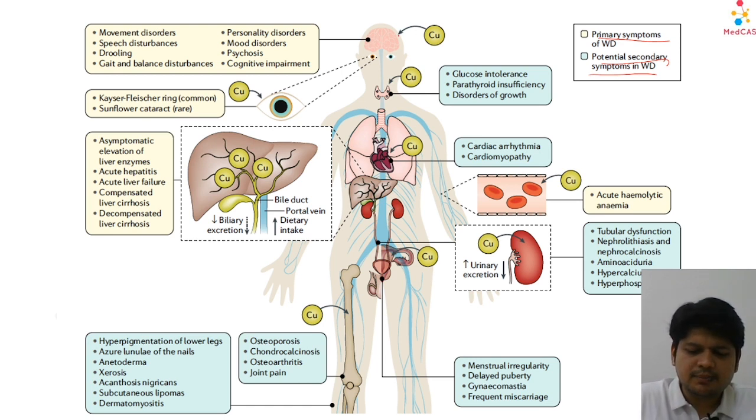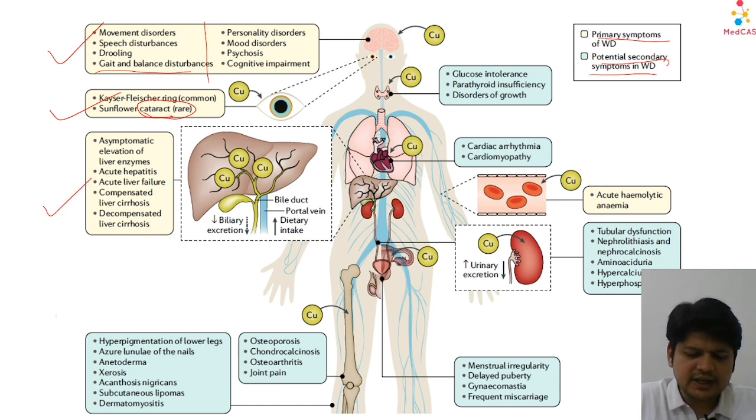So if you see the primary neurological symptoms, we have already seen movement disorders, speech disturbance, drooling, gait and balance disorder, personality disorder, mood disorder, psychosis and cognitive impairment, right? Ophthalmological: KF ring and the sunflower cataract. Sunflower cataract is really rare. KF ring is common. We will see how common even.